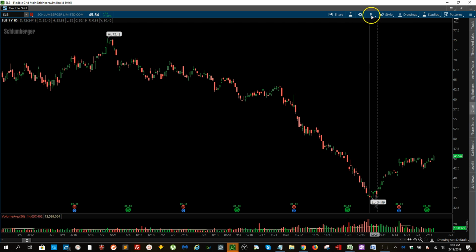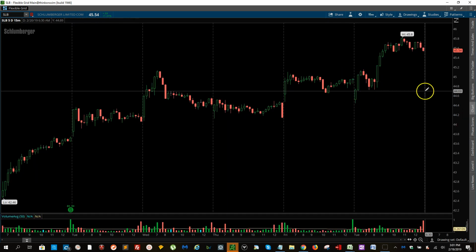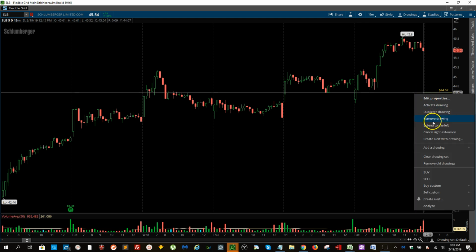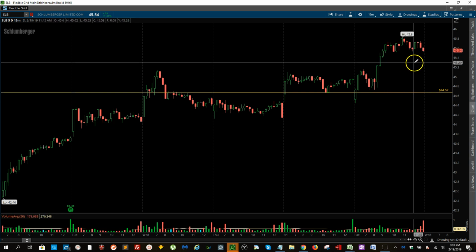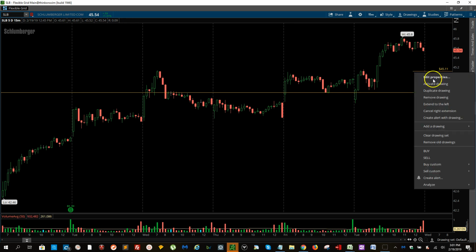But let's look at how we can use this on an intraday. Let's look at a 15-minute and just see. So here's a 15-minute chart. This is interesting. If I was day trading, I would want some of these levels. I would want to know where some of these levels are at. Look at this one right here.